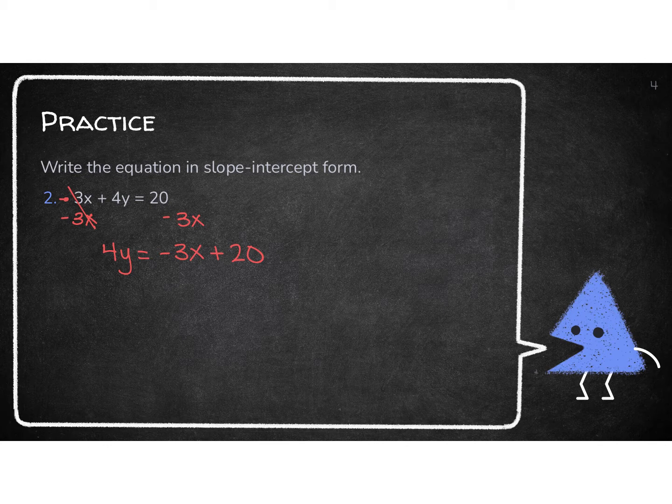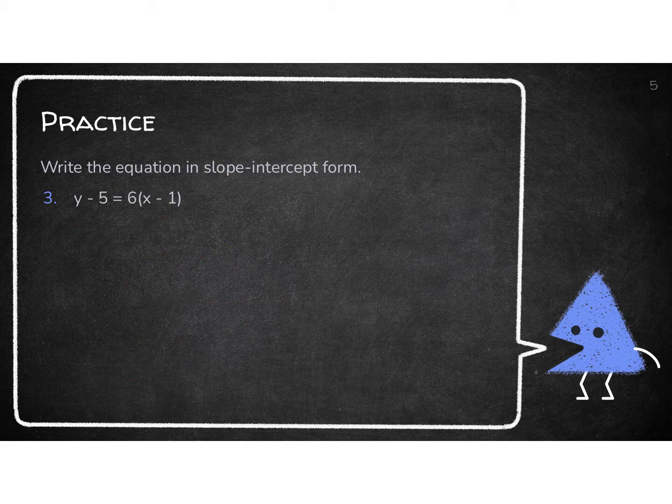So now there's nothing being added or subtracted to the y, but it's being multiplied by 4. So to undo multiplication, we divide everything by 4. So 4 divided by 4 is going to give me y. Negative 3 divided by 4 does not come out nice, so I'm just going to leave that as negative 3 divided by 4x plus 20 divided by 4 is going to give me 5. The y is alone. I'm in slope-intercept form, so that's my final answer.